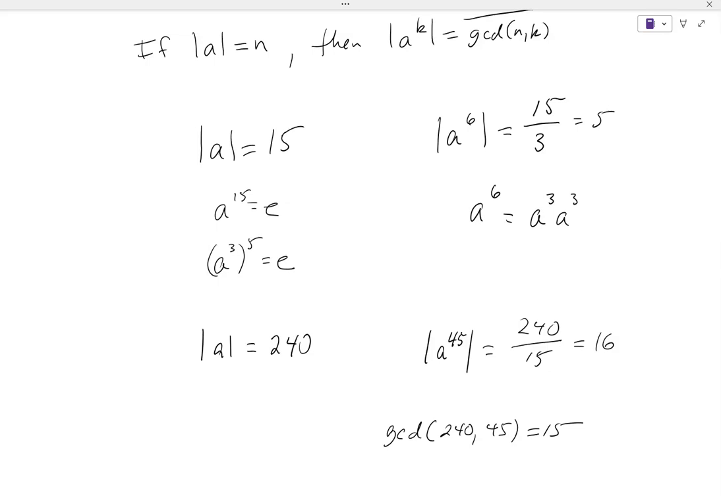Which makes sense, because notice that 240 has a 16 in it. This has no way to use that 16 to get back to the identity. I need 16 powers to be able to do that. Does that make sense? A little bit? I mean, we didn't do the proof, but this is how you would do that.